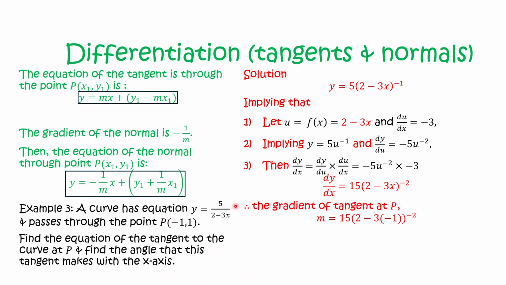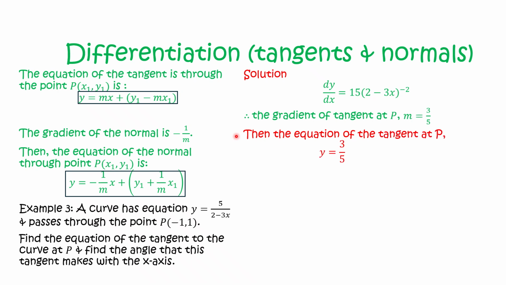Great. Now that we have our dy/dx, we can go on to find the gradient of the tangent at the point P. Since we have the x-coordinate at point P, which is -1, in our dy/dx we are going to substitute that x with -1, implying that the gradient m is equal to 15 times (2 - 3 times -1) raised to the power -2. Simplifying further, m is equal to 15 times 5 raised to the power -2, which is the same as 15 divided by 25, giving us m of 3/5.